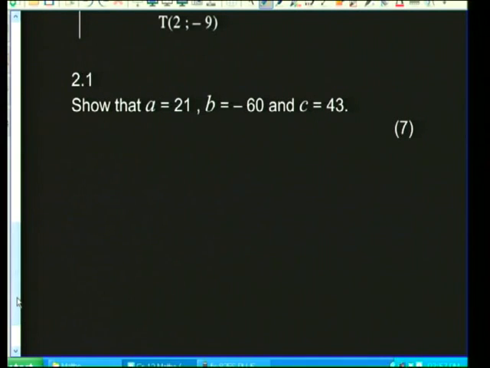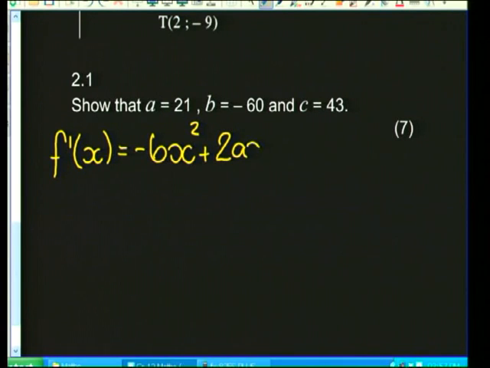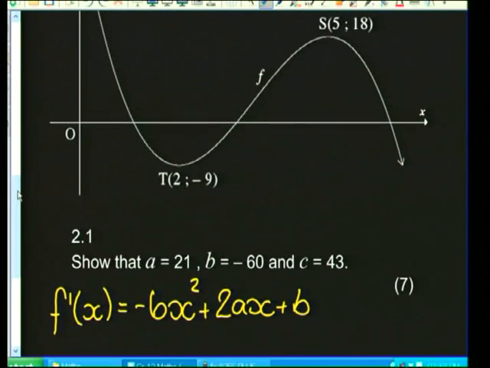So let's just give ourselves some space here. The derivative, f dash x, is going to be equal to negative 6x squared plus 2ax plus b. The x falls away, and remember your constant term at the end falls away as well. So that's our derivative over there. And what we had was our 2 turning points. And remember we said that where the derivative is equal to 0 is your turning point.